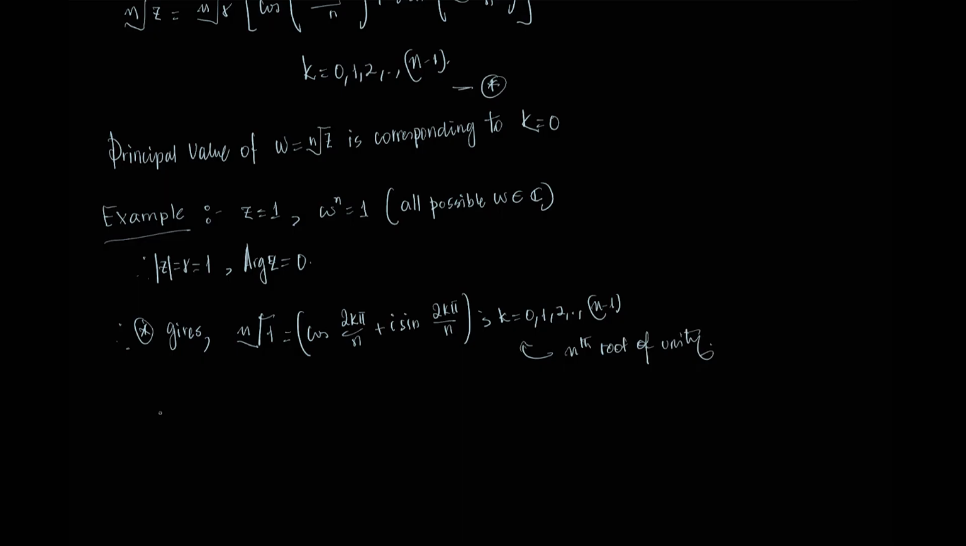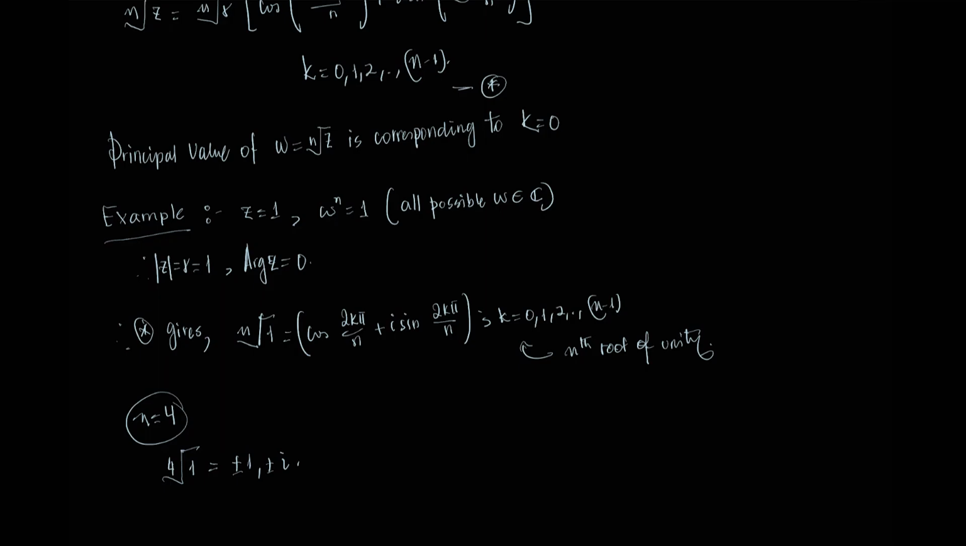Now, if you take, let's say, n equals 4, I want to find the 4th root of 1. That will be nothing but plus minus 1 and plus minus i. So there are 4 roots, which are plus minus 1 and plus minus i. I hope this is clear.